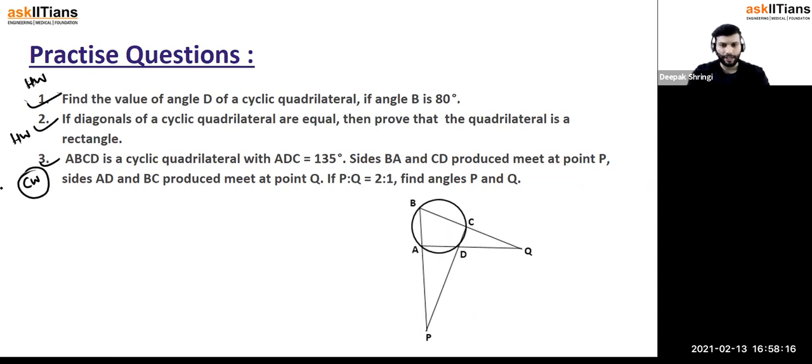ABCD is a cyclic quadrilateral, guys, in which angle ADC is given to you as 135 degrees. Sides BA and CD produced meet at a point P. Sides AD and BC produced meet at a point Q. P by Q, what is that? He is talking about the angles. I think it was not mentioned there. If angle P and angle Q are in the ratio 2:1, then you need to find that. Okay, give it a try.